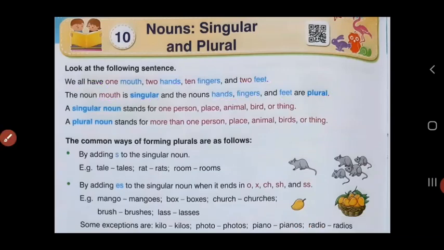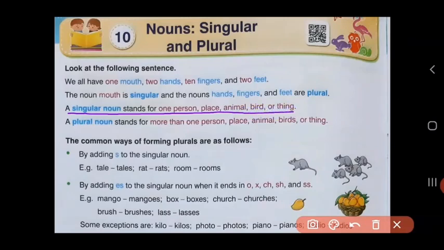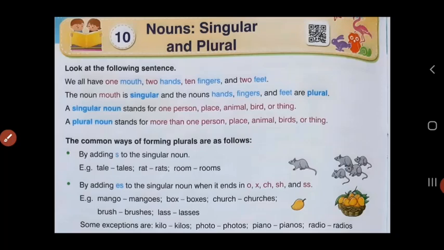So children, a singular noun stands for one person, place, animal, bird or thing. A plural noun stands for more than one person, place, animal, bird or thing. Now let us see different ways of making plural nouns from singular nouns. The most common ways of making plurals are as follows.